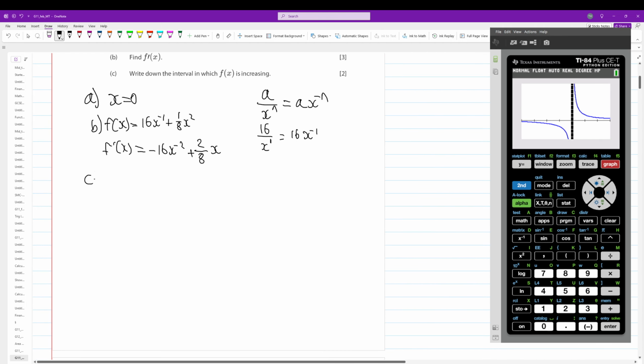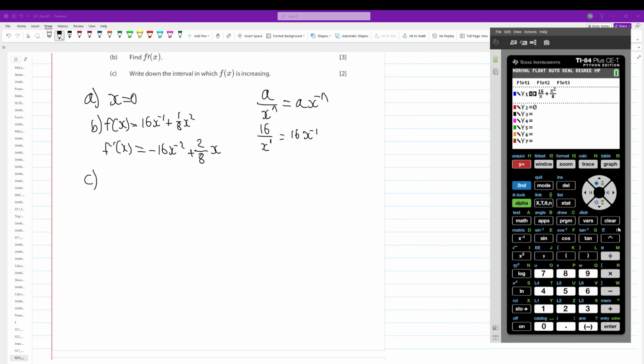Part C, I want to find an interval for which this is an increasing function. I can plot this graph, negative 16x to the power of negative 2, add 1 over 4 x, graph, there we go. We're going to make the zoom normal, just to make it easier to see. There we go. So this, the gradient function, is positive.